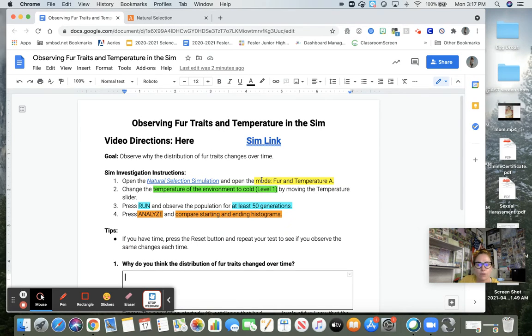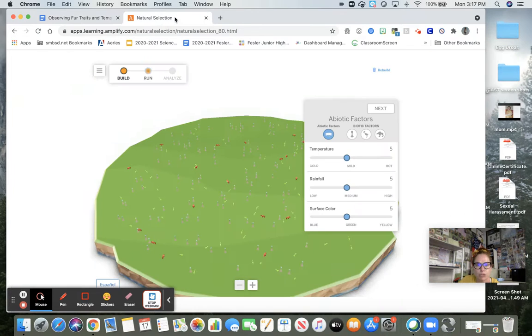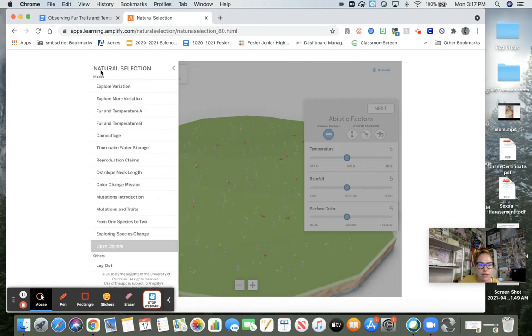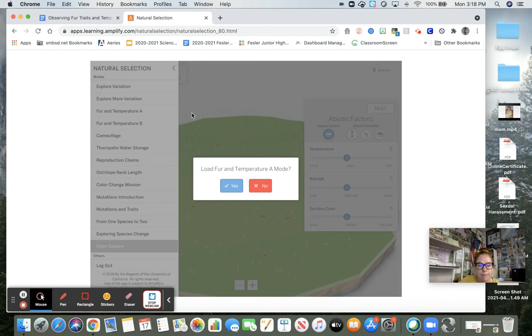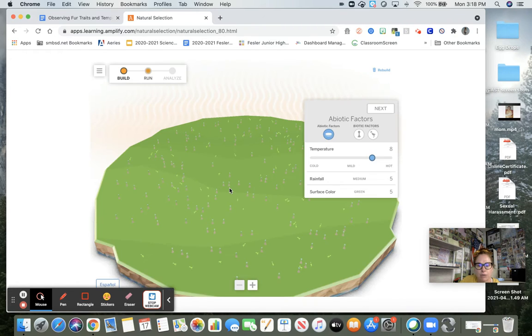The first thing we need to do is go pick the mode, fur and temperature. If you don't do this, you're going to get a wrong answer. So click the three little lines over here. We're doing fur and temperature A. Click yes, and it's going to limit what we see here. Notice I have no Parthenons. I only have these things to pick from.